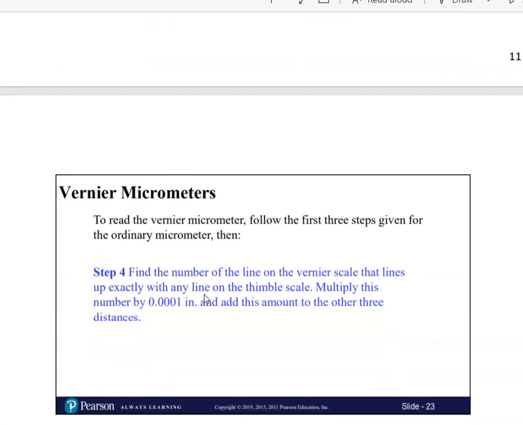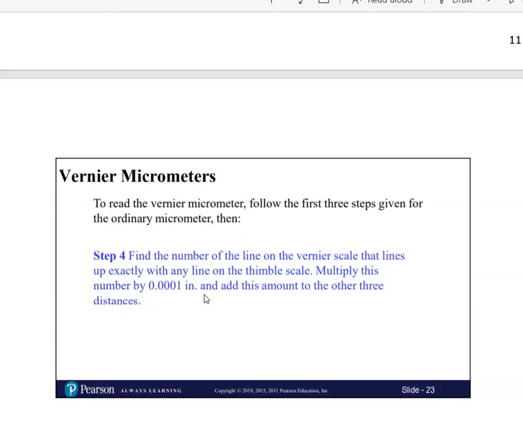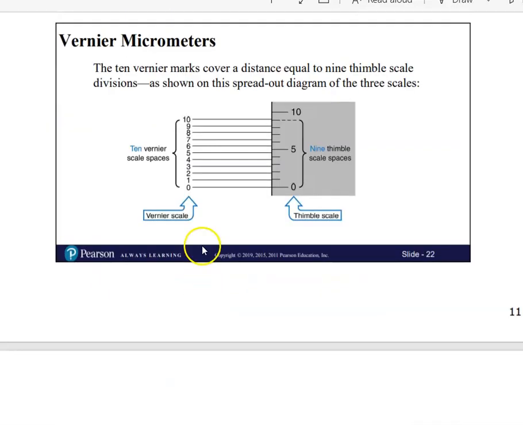To read the vernier micrometer, follow the first 3 steps given for the ordinary micrometer. Then find the number on the line of the vernier that lines up exactly with any line on the thimble scale. Multiply this number by 0.0001 and add it to our other 3 distances. So it looks like they would pick the one closest to this 10 here, and that's what they would need.